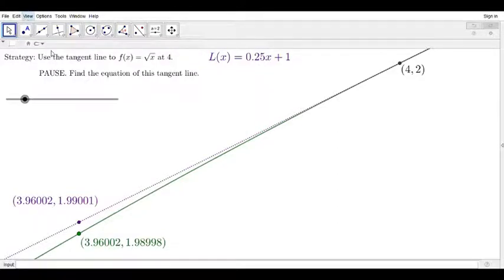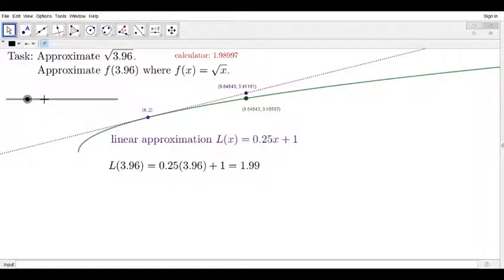Let's go back to the other window. L of 3.96 is equal to 0.25 times 3.96 plus 1 equal to 1.99. Because L is a linear function, only the 4 basic operations are involved. Here we used addition and multiplication, in fact. We now have the approximation to the square root of 3.96 as 1.99.